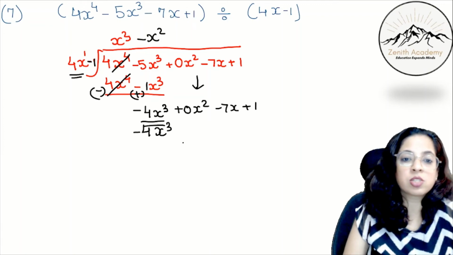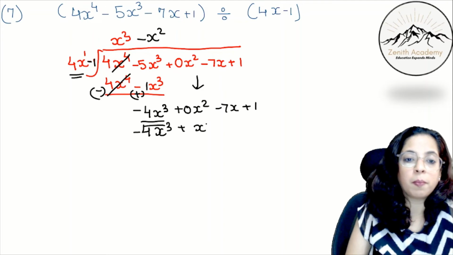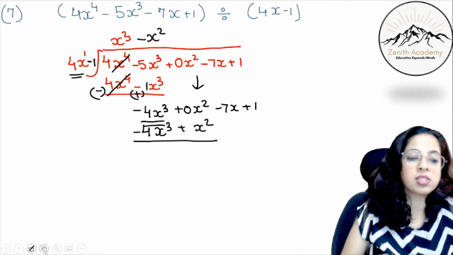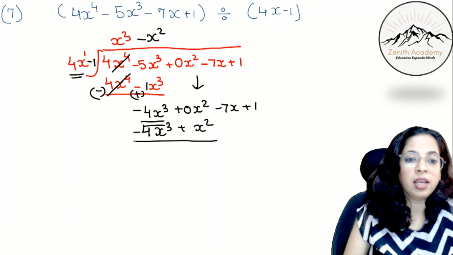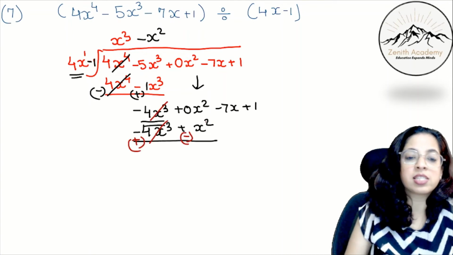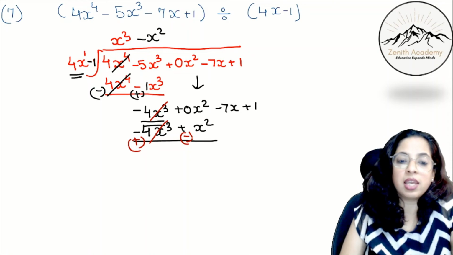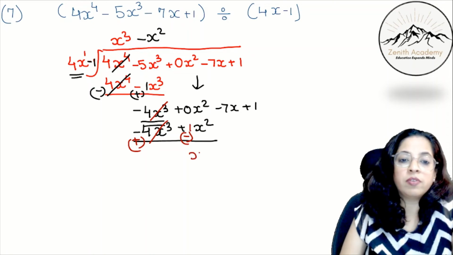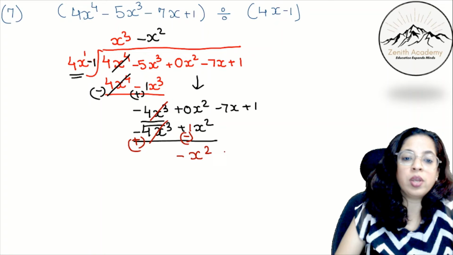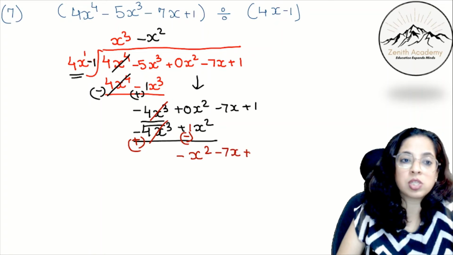So, plus x square will come here. Right? Now, since I have to change the sign, it will become plus and it will become minus. So, this gets cancelled. 0x square minus x square. So, it will get minus x square minus 7x plus 1.